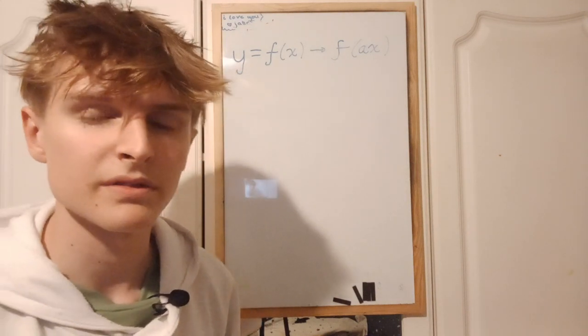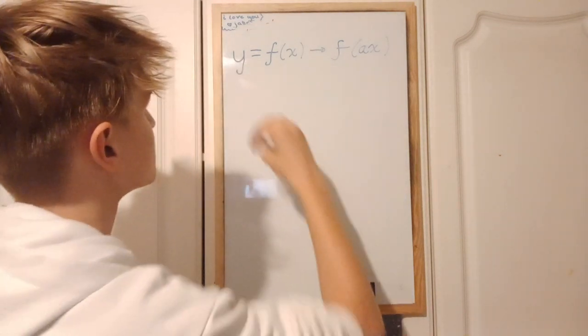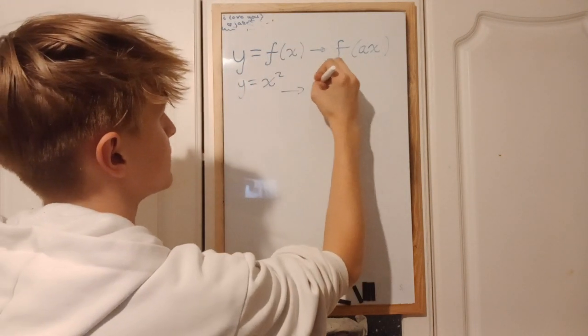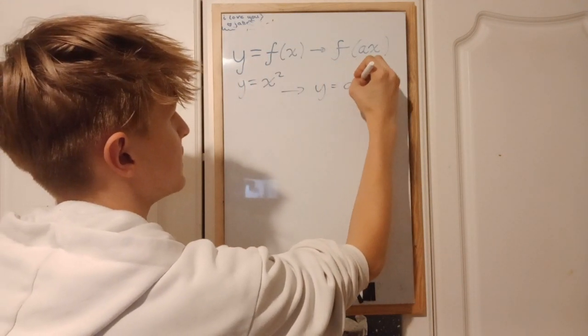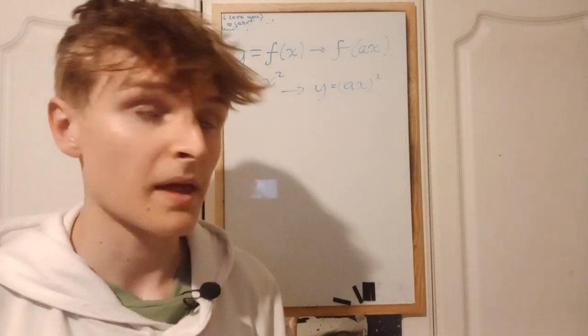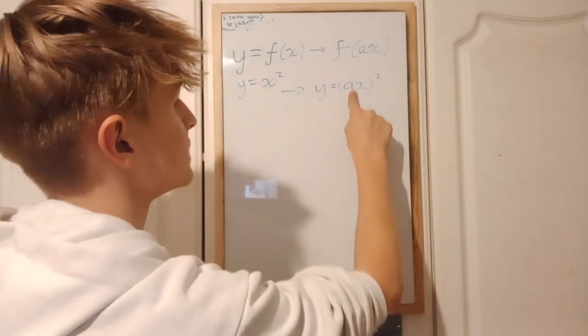Let's choose a nice friendly x squared graph. So let's say we go to y equals x squared, and let's say we transform that to y equals a times x squared. And we've got to figure out what that is. And I'm actually going to make a specific number. I'm going to make it equal to 2.